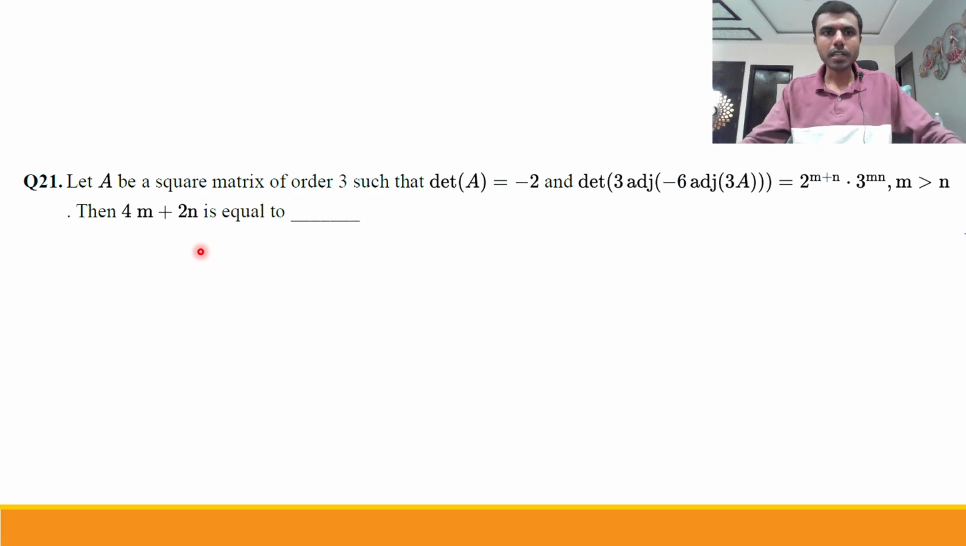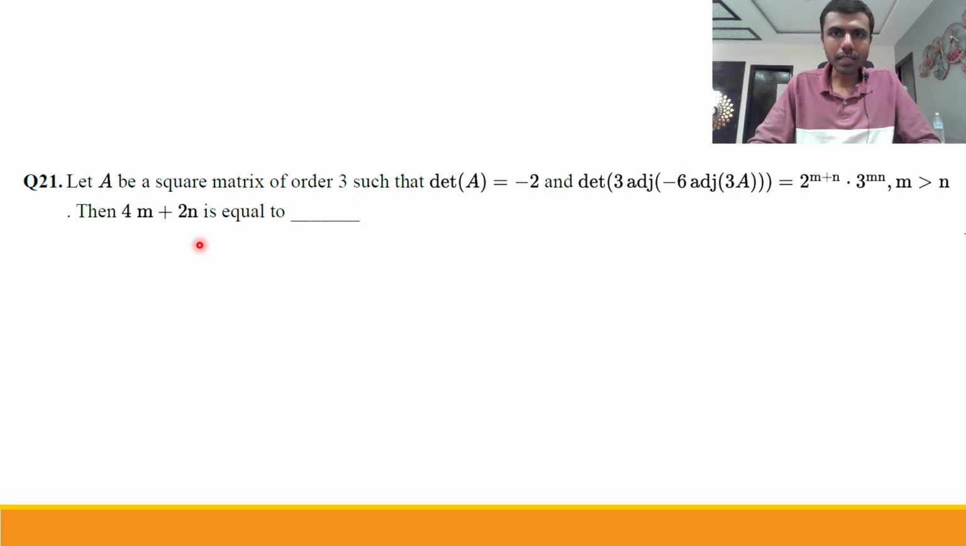Now let capital A be a square matrix of order 3 such that det of A equals -2. And they're telling: det of 3 times adjoint of -6 times adjoint of 3A is equal to 2 power m plus n into 3 power mn, and m is greater than n, then 4m plus 2n is what?